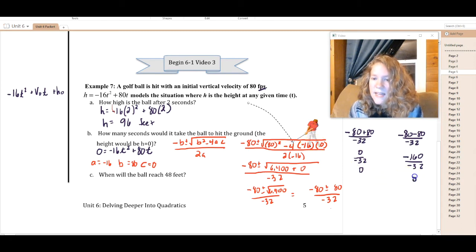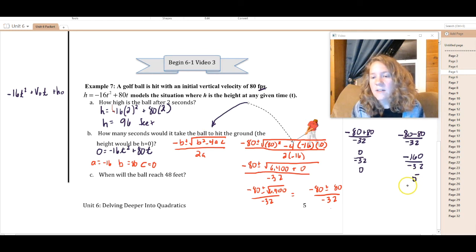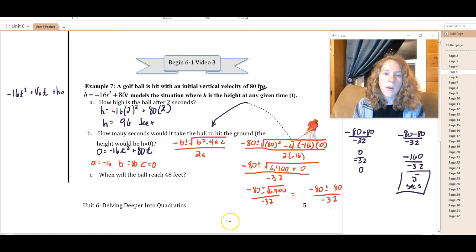So what does that tell me? Well, if you think about the path of this golf ball, at 0 seconds, it's right here. It's on the ground again. This little golf ball is going to continue back down. It's going to hit the ground again at 5 seconds. So the answer to part B, which took a bit more time than part A, is 5 seconds.